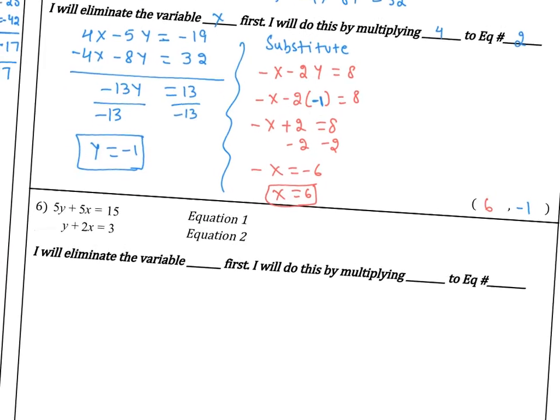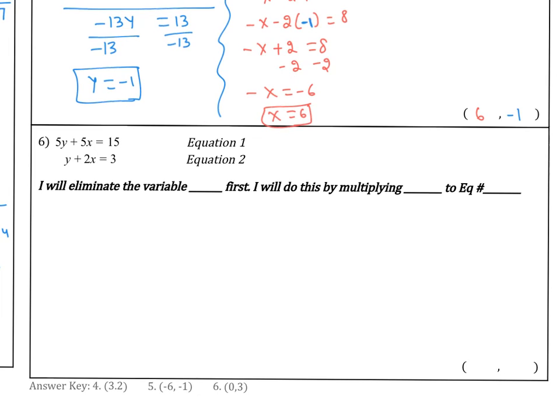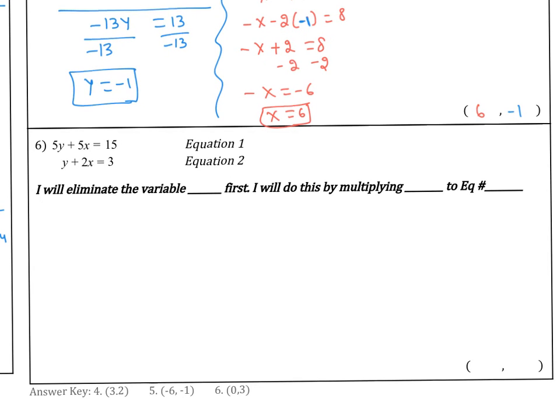And now I'm going to do example number 6 here. For example number 6, I'm going to eliminate the variable y. And to do that, I'm going to multiply negative 5 to equation number 2. So when I multiplied equation number 2 by negative 5, I got negative 5y, negative 5 times 2 is negative 10x, and negative 5 times 3 is negative 15.